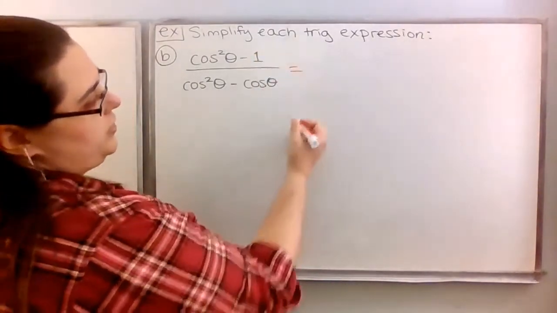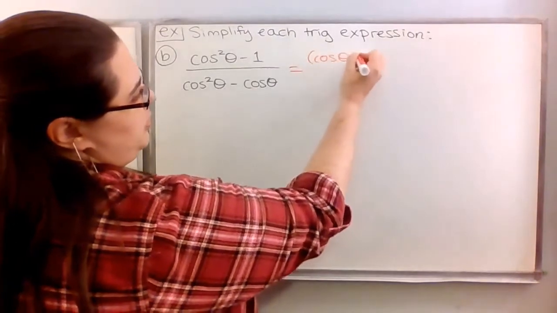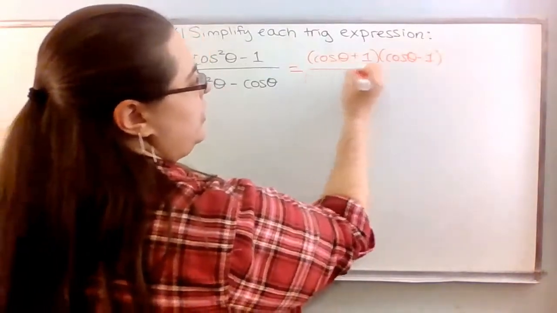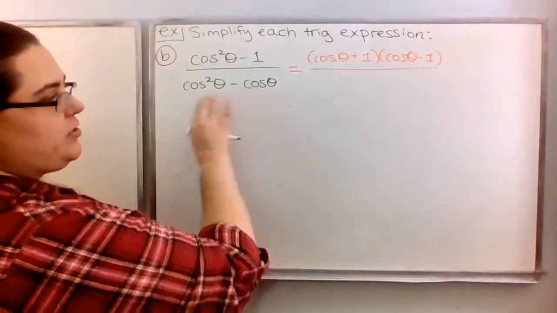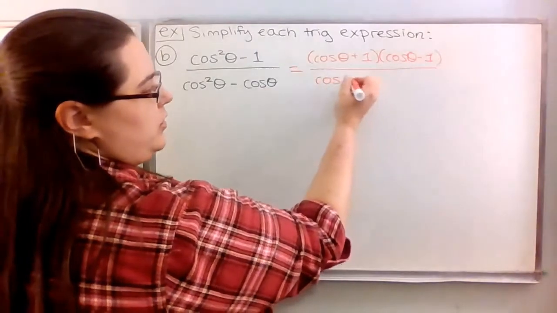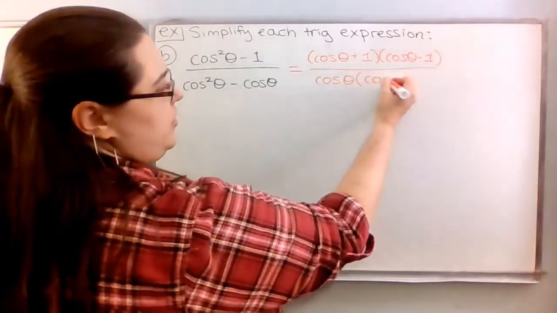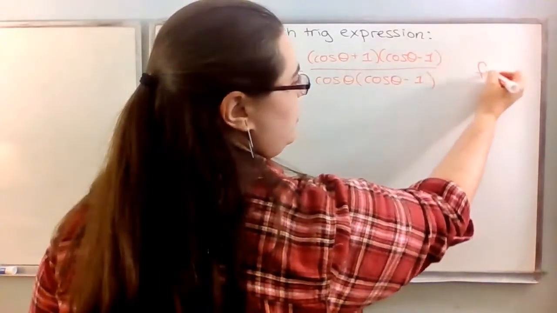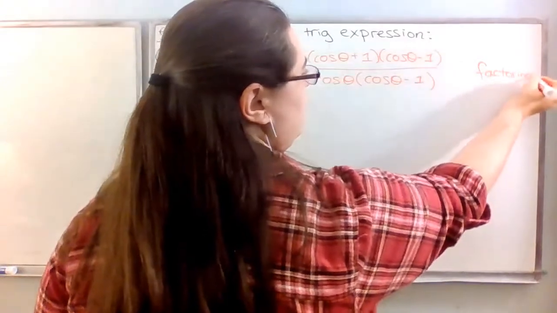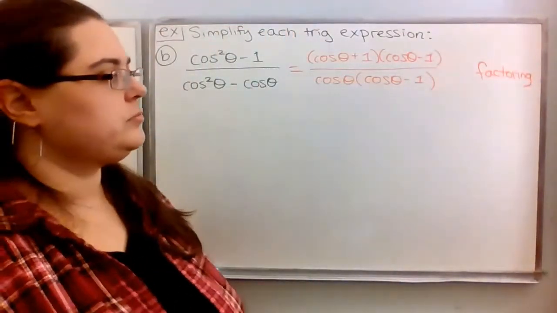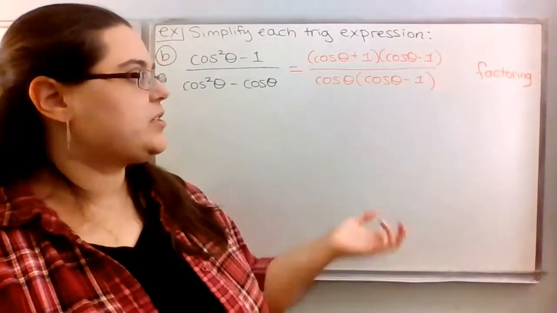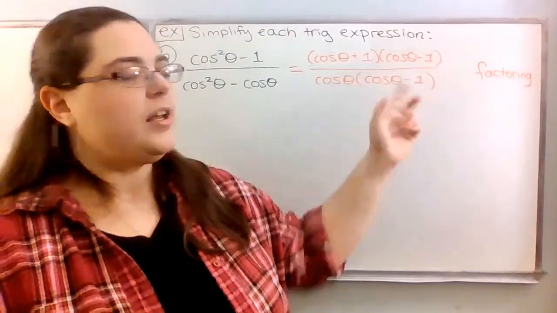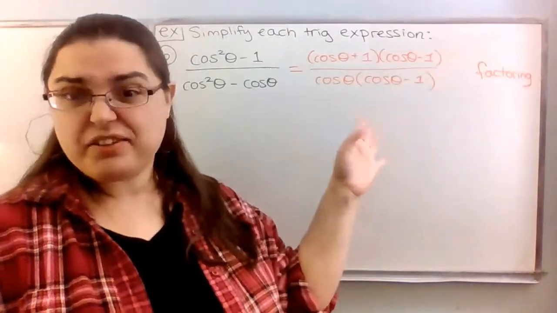So the numerator is going to be cosine theta plus 1 times cosine theta minus 1. And the denominator, we can factor out a cosine of theta. And that's going to leave us with cosine theta minus 1. And that's just factoring. So now, as we look at this, we realize both the top and the bottom have a common factor of cosine theta minus 1.